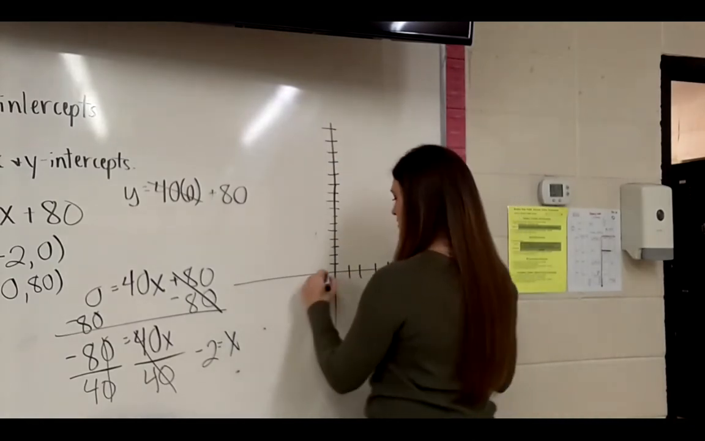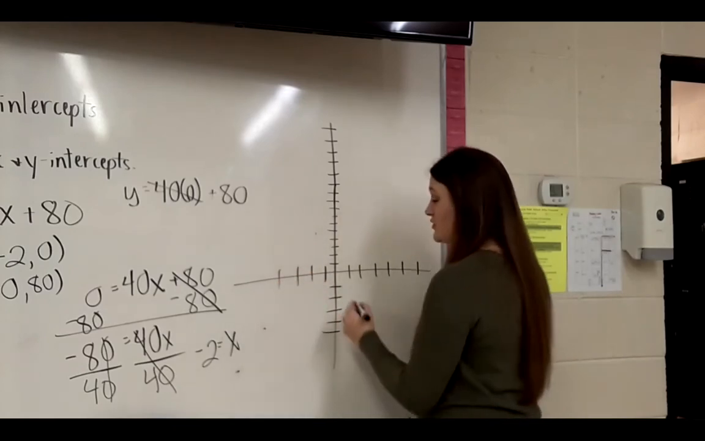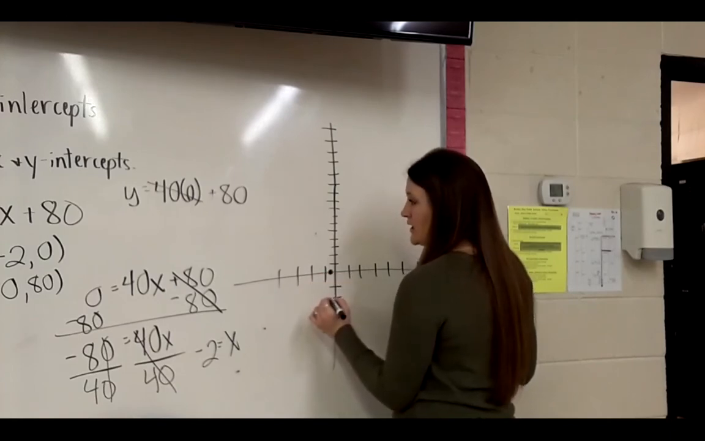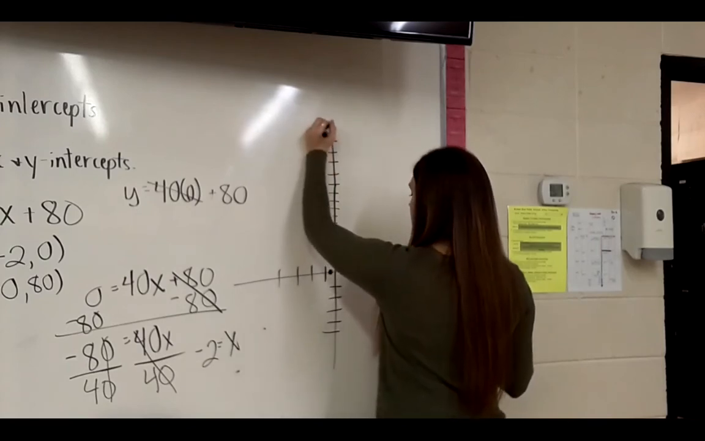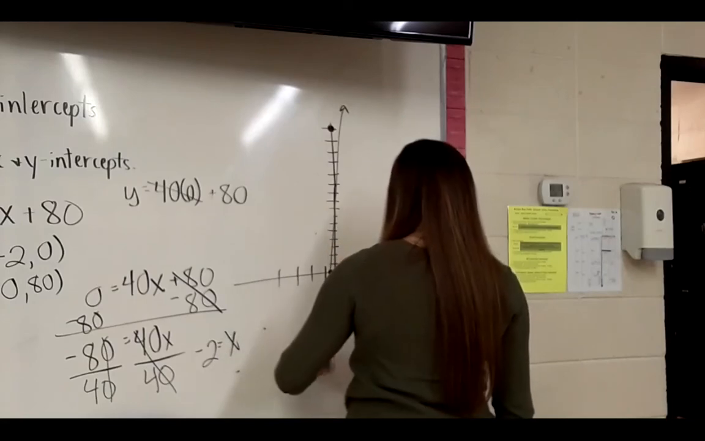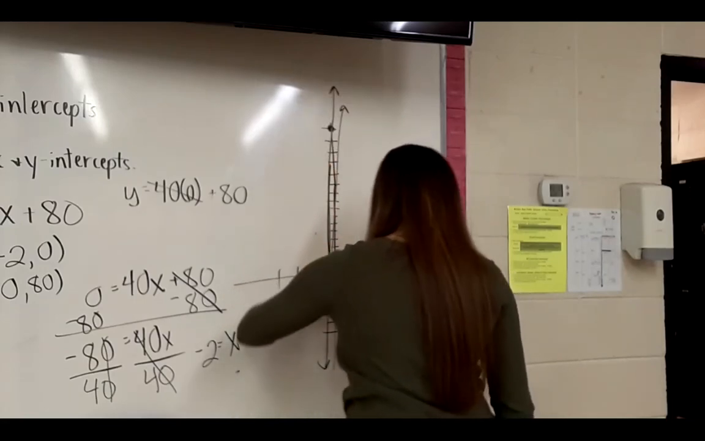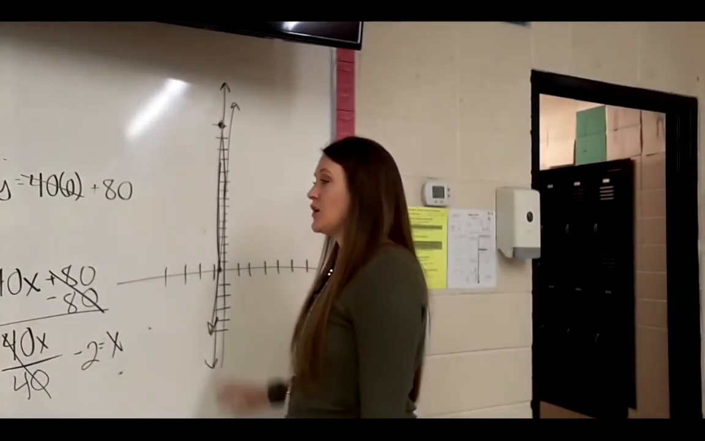So my x-intercept is (-2, 0). Well, if I'm counting by 5s, negative 2 is like right here. And then my y-intercept is (0, 80). So it is almost straight up and down. As you can see, my line didn't go through them very well. Almost straight up and down, but not quite. Okay, so that's part A.